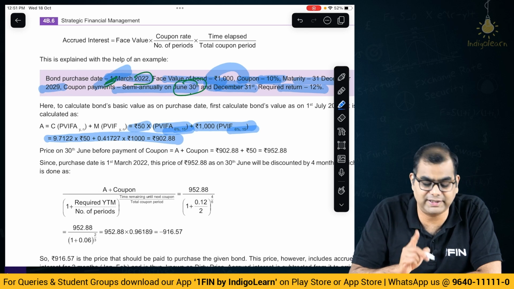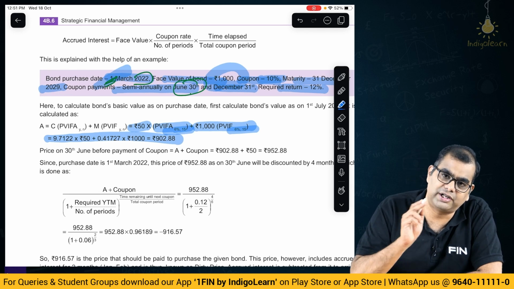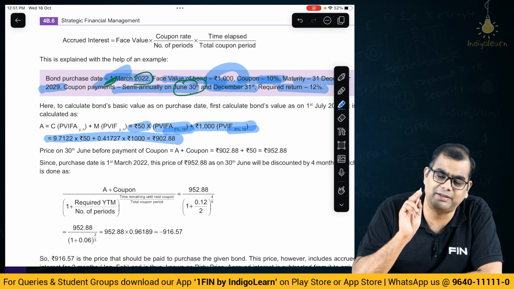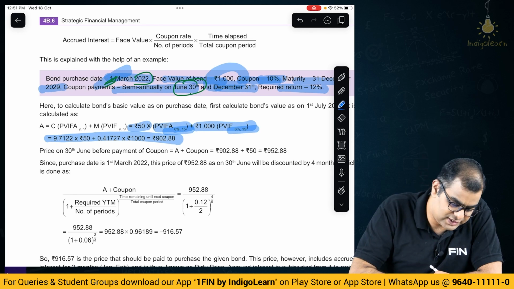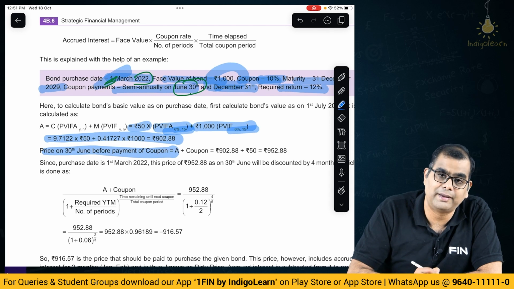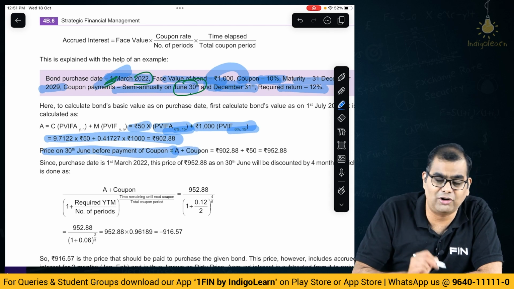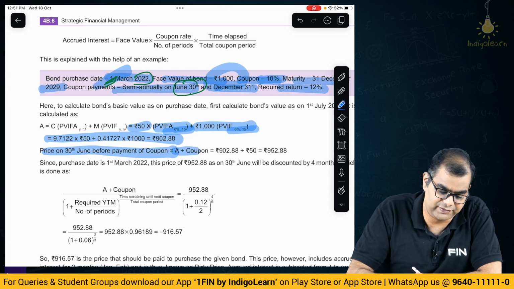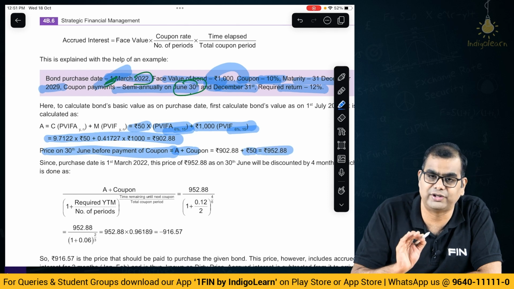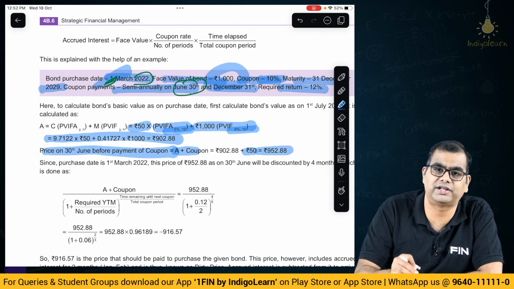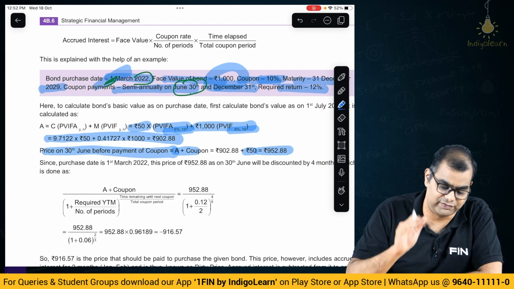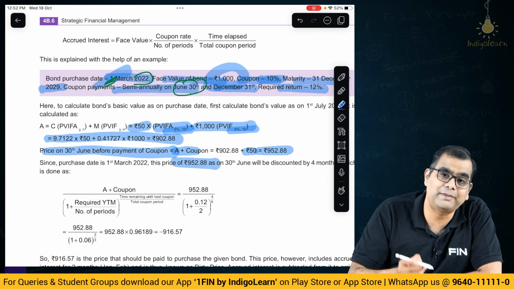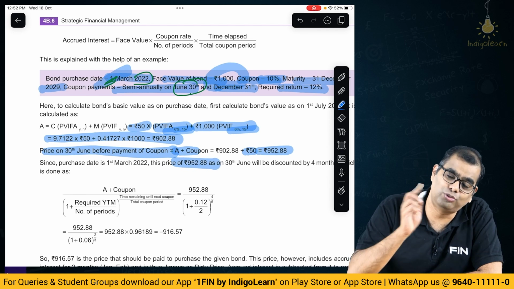This 902.88 is the price of the bond on 30th of June, end of day, immediately succeeding the interest or coupon payment. Now, this is 902 plus you add the coupon value. On that day coupon is paid. How much coupon is paid? 50 rupees. So, you add that, 952.88. So, the value of the bond on 30th June is 952.88 before making the coupon payment. After making it is 902, before making 952. This 952 you take present value.